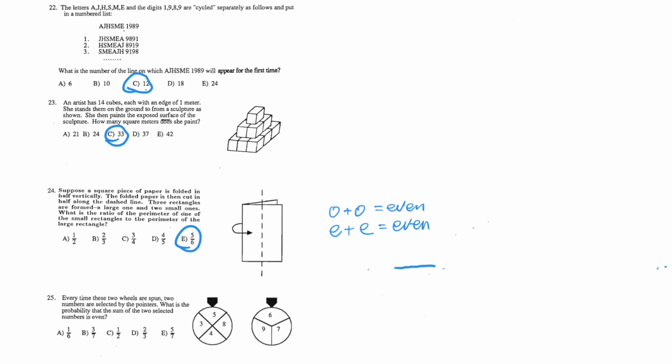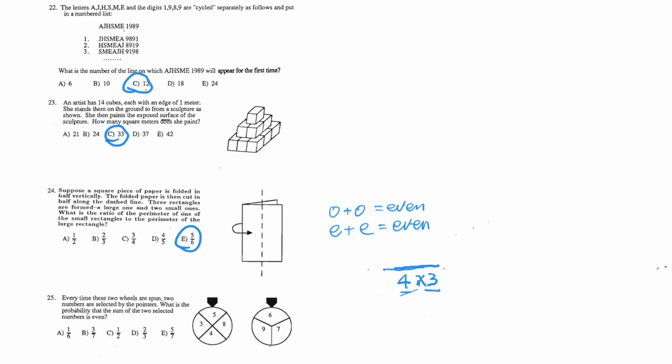The probability is the expected events over all events. The first spinner has a total of four numbers, so that's four choices. The pointer will select one. So the first one has four choices, and the second pointer has three numbers, so that will be three choices. That's a total of 4 times 3.